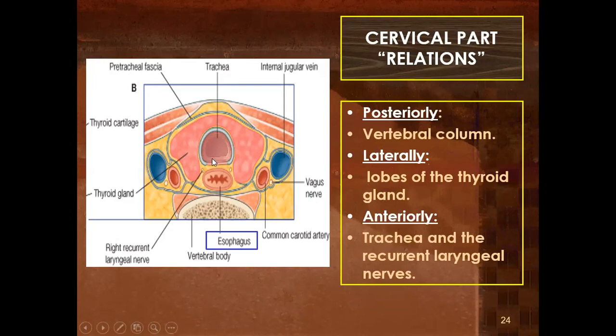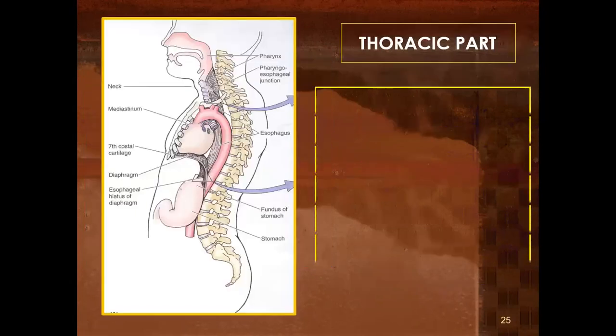Okay. The trachea and the recurrent laryngeal nerve. Just beside that, there will be the right recurrent laryngeal nerve, as well as the left recurrent laryngeal. Very important nerves which are beside the esophagus. Okay. So here you can see the trachea. Just behind that will be the esophagus.